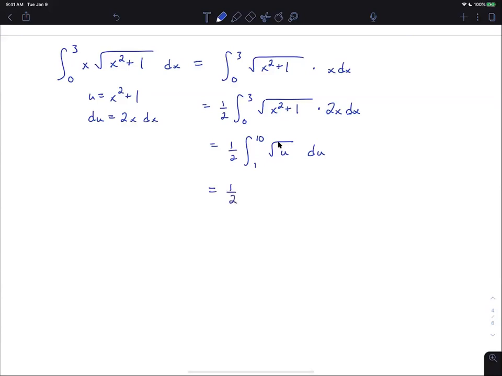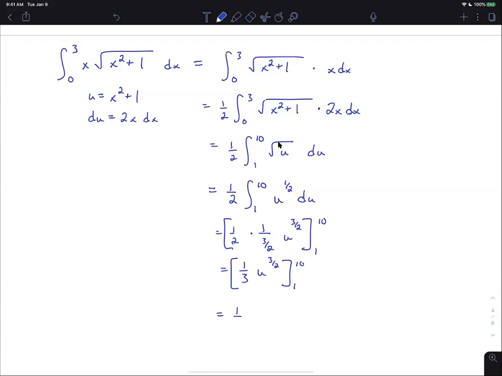And so I'm going to say, okay, 1/2 integral 1 to 10, and I'm going to go ahead and write it as u to the 1/2 just to make it more clear. And now that's 1/2 times 1/(3/2) u to the 3/2 plus c. And now that's 1/3 times, whoops, I'm sorry, not plus c, from 1 to 10. We choose for c to be 0. And now that's 1/3 times u to the 3/2 from 1 to 10. And now we plug in 10, plug in 1, and subtract.